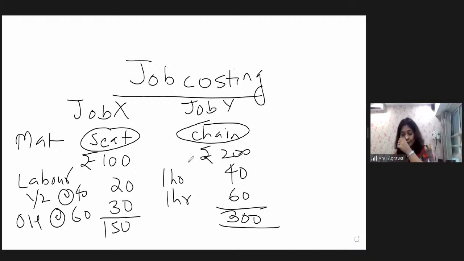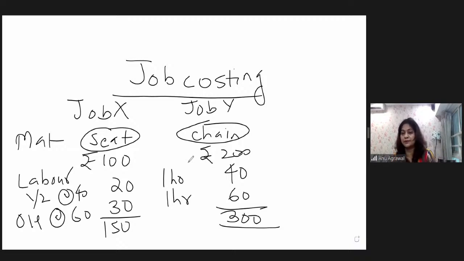Now here, the person who is doing this work for us is going to add his profit percentage. Let's say he always charges profit at the rate of 25% on cost. So he's going to add 25% profit on 150 and 25% on 300, and then just give us the bill that this is what we want to charge for.